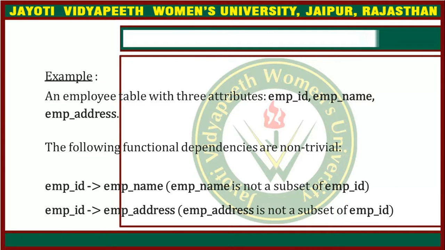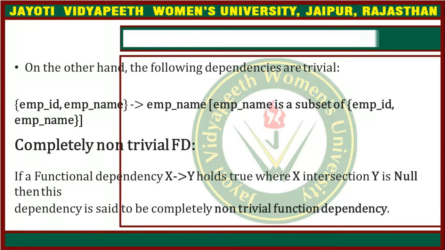Okay. Now this is an example. An employee table with three attributes like employee ID, employee name, employee address. So the following functional dependencies are non-trivial. Employee ID tends to employee name. Employee name is not a subset of employee ID. And employee ID tends to employee address. Employee address is not a subset of employee ID. So this is the non-trivial. On the other hand, the following dependencies are trivial, like empID, employee name tends to employee name, means employee name is a subset of empID, employee name.